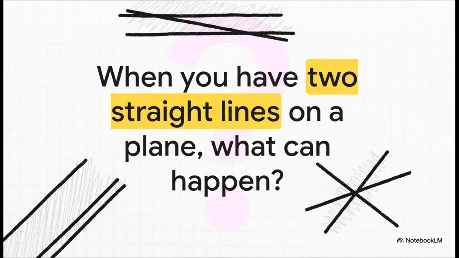So let's start with a really simple question. Forget all the algebra for just a second. Imagine you have a blank canvas, a flat plane, and you draw two perfectly straight lines that just go on and on forever. How many ways can those two lines actually interact with each other? It sounds complicated, but it turns out there are really only three possibilities.